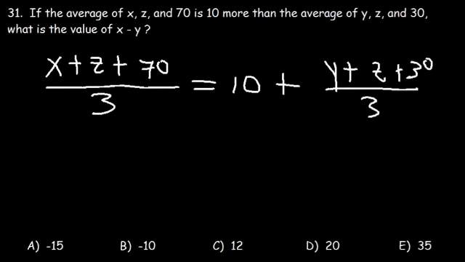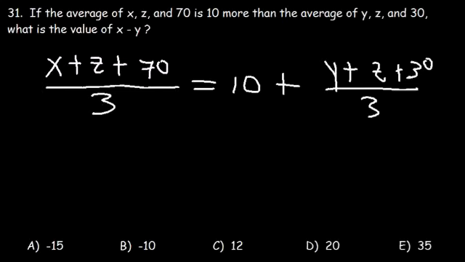Now, there are three variables, x, z, and y, and our goal is to find x minus y. We can't isolate and solve each variable. However, we could possibly get x and y by themselves, and that's what we have to try to do here. Because if we have three variables, you can't solve for each variable unless you have three equations, and we only have one equation.